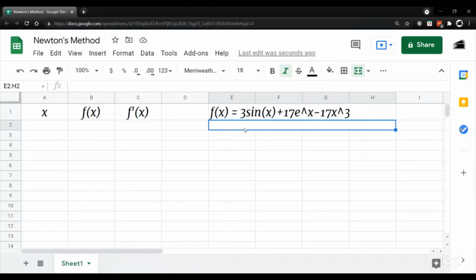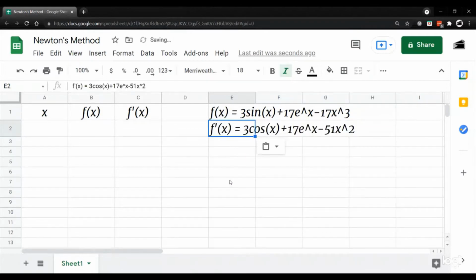Now, Newton's method is going to require that we know the derivative, and so when we take the derivative of this function, we will find that the derivative is 3 cosine of x plus 17e to the x minus 51x squared. And if we want to use Newton's method, we are going to be computing repeated values of x. So we are going to need to remember the formula for our different x's.